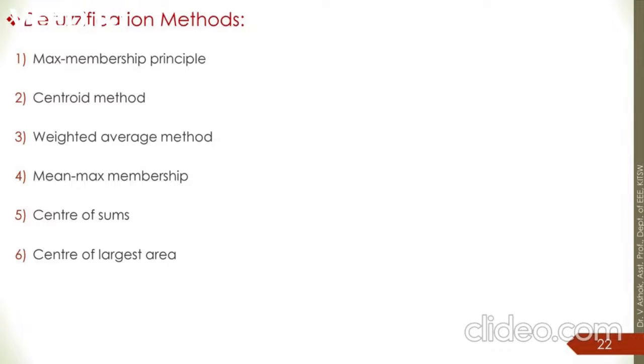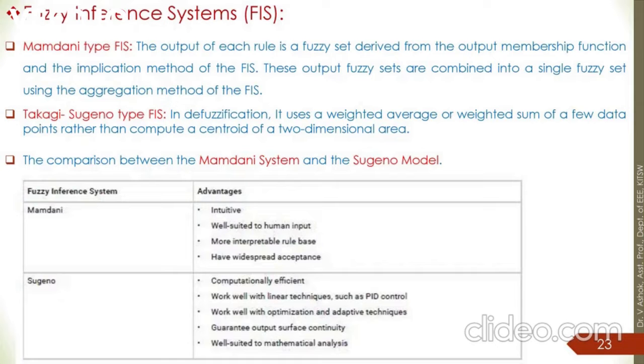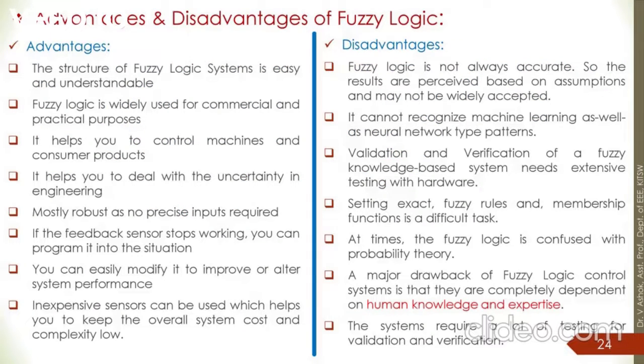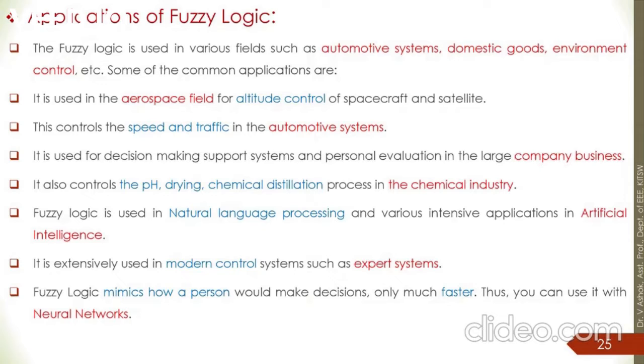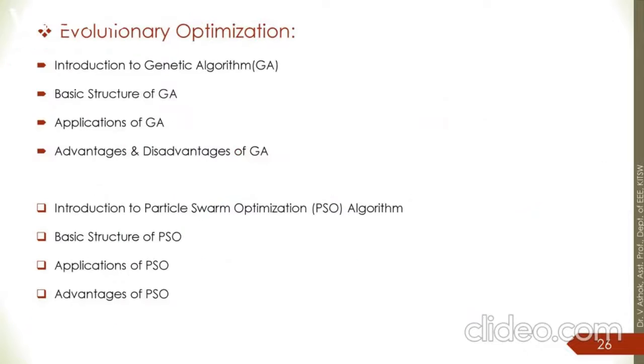Defuzzification means converting whatever the data is into the required output. The max membership principle, centroid method, weighted average method, and mean max membership are used in this fuzzy logic. Fuzzy inference systems: this is the Mamdani type FIS, and the Takagi Sugeno FIS is also there. In the defuzzification technique, these methods are used. Coming to advantages and disadvantages: the structure is very easy, but it is not always accurate. It helps to control all the things. The applications of fuzzy logic systems are automated systems, aerospace field, decision support systems, chemical industries.